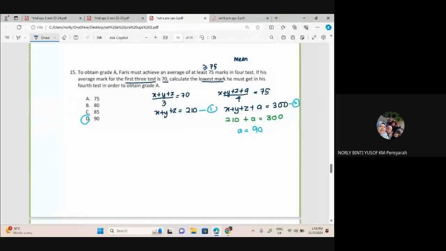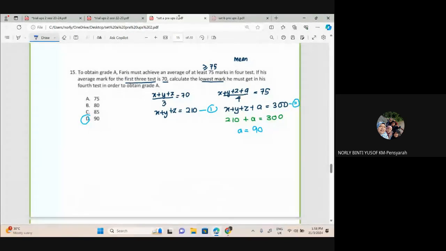15 pun sama, dia bagi dalam bentuk variable tapi in terms of simultaneous lah. Sebab dia kata at least 75 in 4 test. So average marks dia adalah 70. Tapi dia ada 3 kan. Then calculate the lowest mark he must get in his 4 tests in order to obtain grade A. So first 3 test dia adalah X, Y, Z. Bahagi dengan 3 test dia sama dengan 70 min. So itu adalah equation yang pertama.